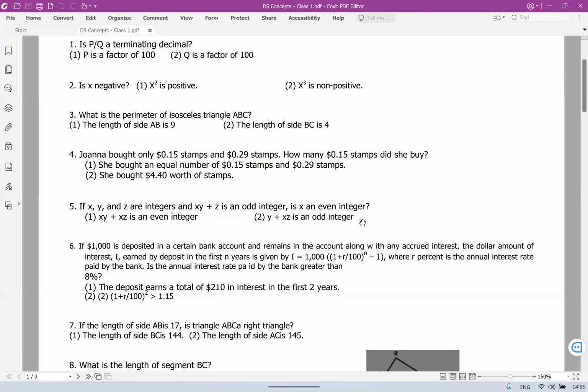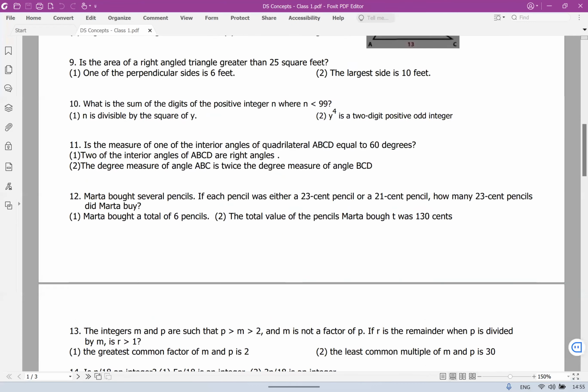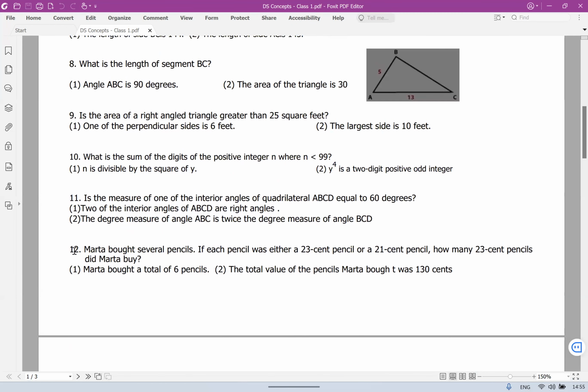because see, I'll give you exactly the same type of question. Can we do question number 12, please? Exactly a similar type.